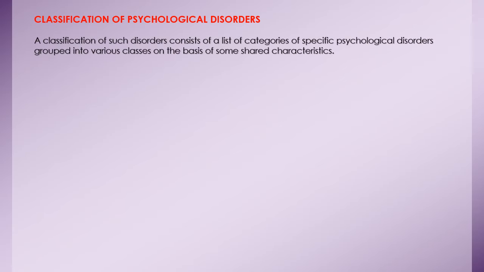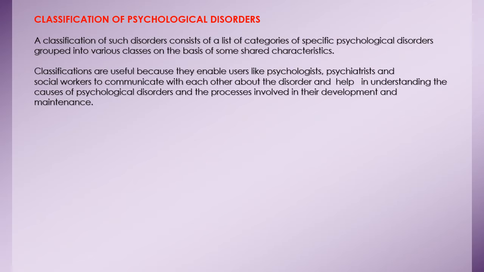Classification of psychological disorders. In order to understand psychological disorders, we need to begin by classifying them. A classification of such disorders consists of a list of categories of specific psychological disorders which are grouped into various classes on the basis of some shared characteristics. Some psychological disorders share certain similar characteristics, and in order to differentiate them from other disorders, they need certain manuals to follow, and that's the reason why classifications are done.